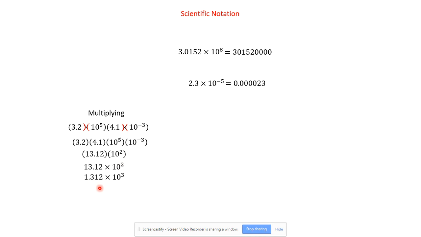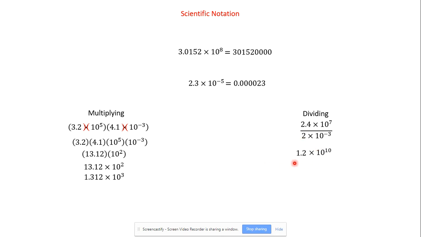Sometimes it stays scientific notation. Division, same basic idea. We're going to divide the numbers and then deal with the tens. When we're dividing, remember, we subtract the exponents. But 2.4 divided by 2 is 1.2. And then 10 to the 7th divided by 10 to the negative 3, we have to subtract. What is 7 minus negative 3? That's 7 plus 3, which is 10. So it's 1.2 times 10 to the 10th.